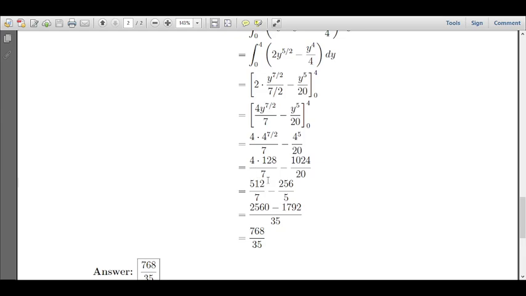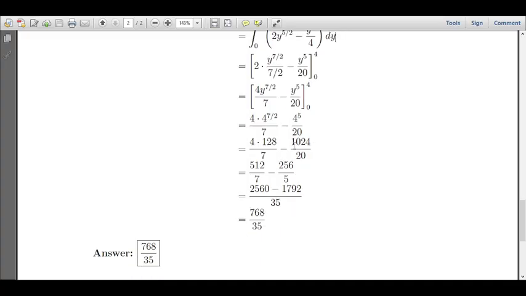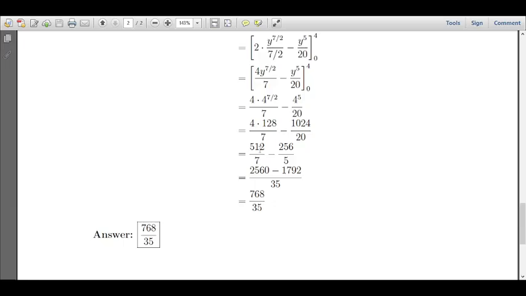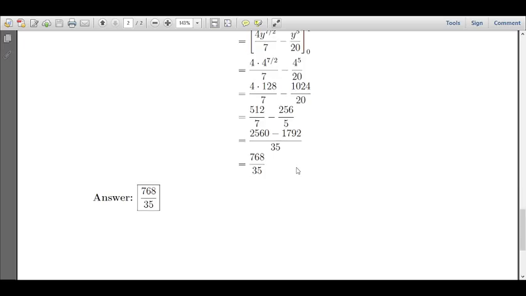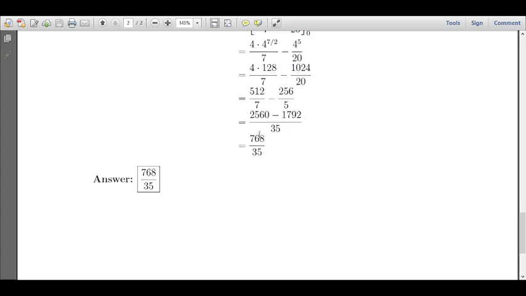So this is 4 by 7, and 4 power 7 by 2 is nothing but 2 square whole power 7 by 2. So that means 2 power 7, which is 128, minus 4 power 5 is 1024 by 20. So this is 4 into 128, 512 by 7 minus 256 by 5. Now take the LCM, 35. 7 5 's are 5 into 512 minus 5 7 's are 7 into 256, which is 1792. So finally we'll get 768 by 35. So this is our final answer.